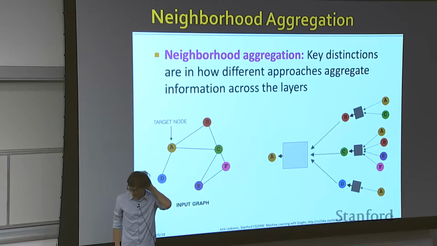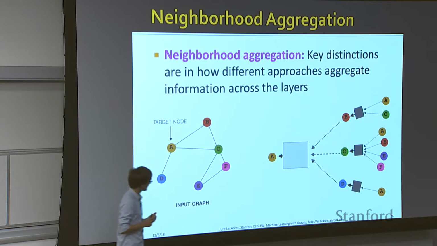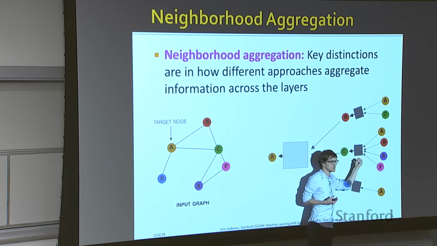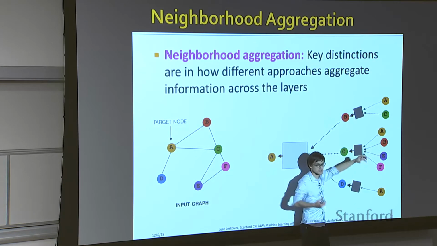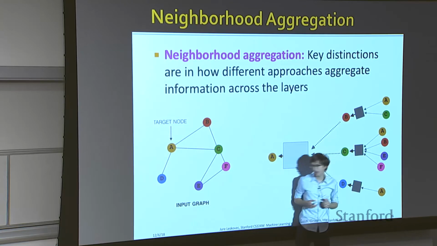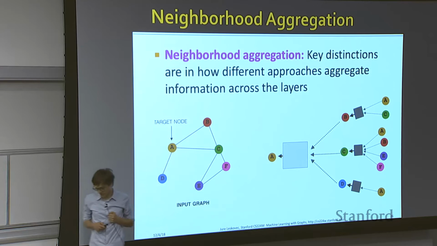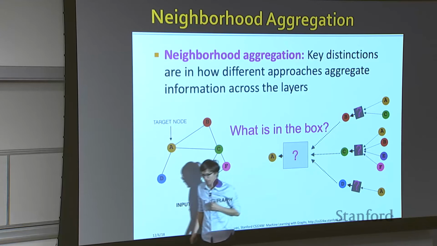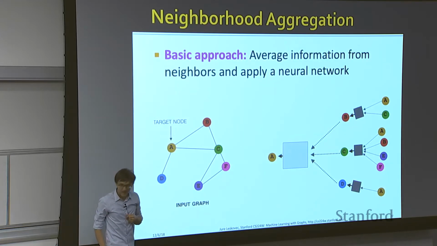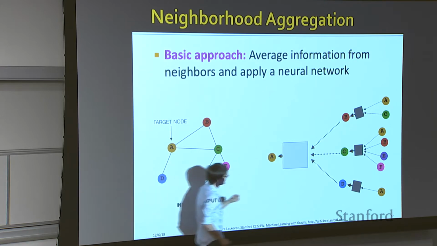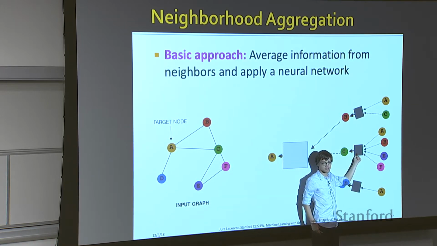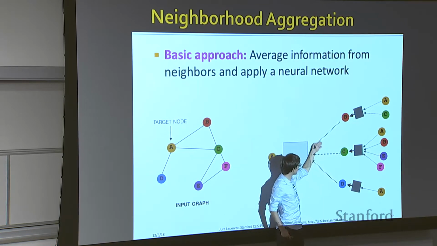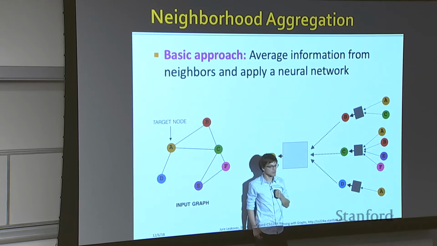Okay? So now what is the key distinction between different architectures is how these boxes, these neural networks in here, are defined. These aggregation steps take information from the neighbors, somehow summarize it, aggregate it, and pass it on. So this is where these different architectures will differ. So the question is, what is in these boxes? What kind of operators do we need? The basic approach, what people tend to do, is to use the average as the aggregator, where you simply average the feature vectors coming from the neighbors. Or here, you average the representations coming from the children.